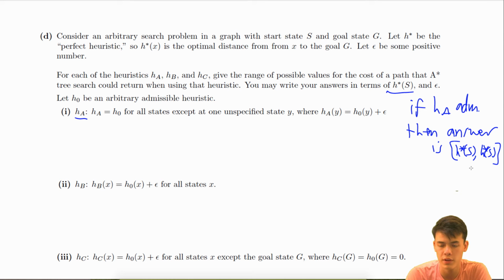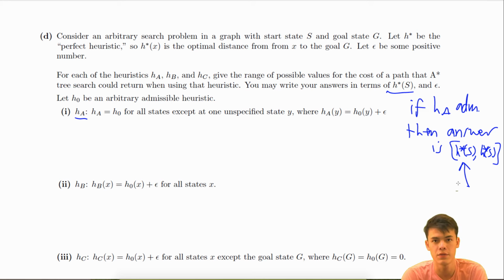All right. One more thing that we can right off the bat say. For all these problems, we're returning a range between two values, right? A lower and a higher value. Is the lower value ever going to be less than H star of S? Let's think about that. The answer is no. Let's see what that would mean. Let's assume that somehow we did get something less than H star of S. That means that your algorithm, using this weird heuristic, somehow found a path from the start to the goal that was less than the optimal path cost.